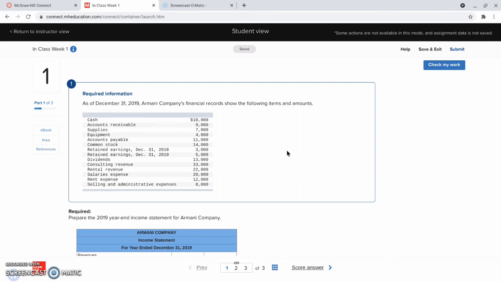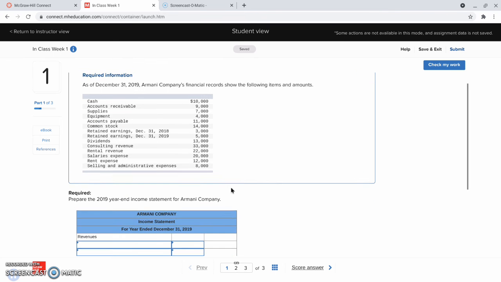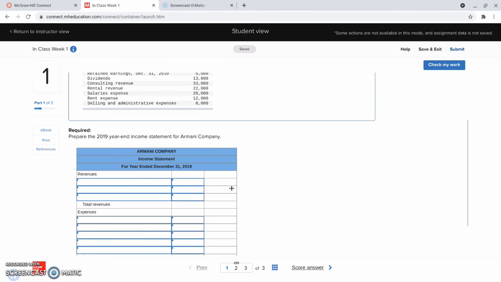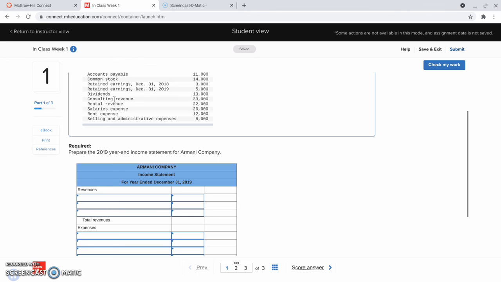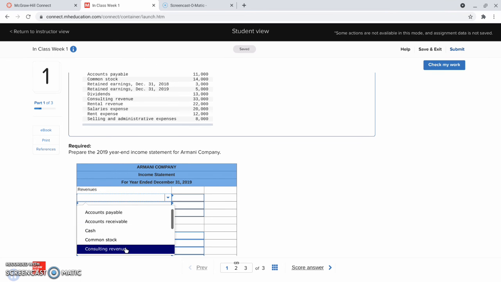We've got Armani Company. Here's all the activity for Armani Company. We're going to take this information and create the income statement, the retained earnings statement, and the balance sheet. So let's start with the income statement. The first thing on the income statement is consulting revenue and then rental revenue. Revenues go first. So we have consulting revenue.